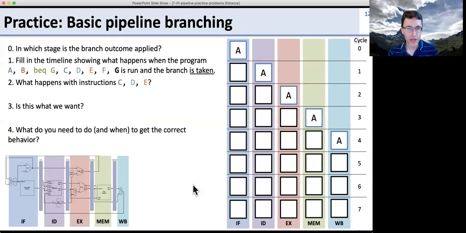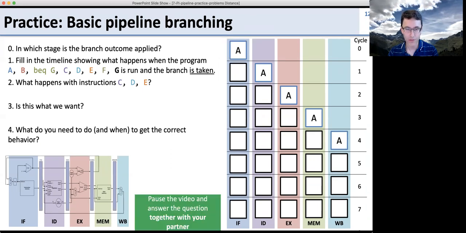All right, so here we're going to practice some basic pipeline branching. There are a bunch of questions here. The first one is: in which stage is the branch outcome applied? I'll give you a hint, we just talked about that. Then fill in the timeline here, showing what happens when the program is run and the branch is taken. So we have A, B, branch equal G. So it's going to branch to G here. Fill in what happens. Here you can see in cycles 0 through 7 and all your stages what happens. Figure out what happens with instructions C, D, and E, whether this is what we want, and what you need to do and when to get the correct behavior. So go ahead, pause the video and answer this question together with your partner.